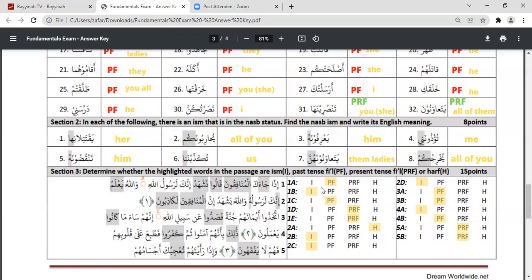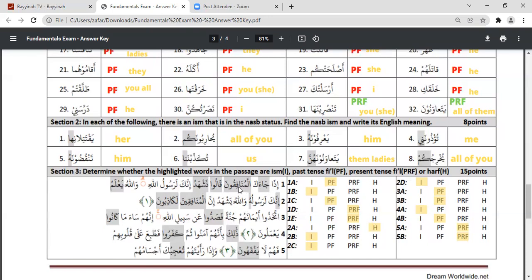Okay, and with that we come to our next section, that is section 3. Determine whether the highlighted words in the passage are ism, past tense fail, present tense fail, or harf. Inshallah, as we go ahead, I will explain each and every word if there is any problem. So the first is ja'a, that is 1a. Ja'a is basically past tense.